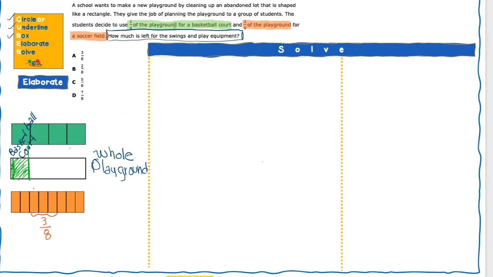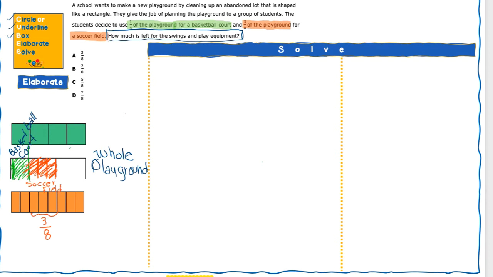Great. So then I'm gonna transfer this section to the playground that I'm drawing. So right here I'm gonna say, okay, this looks like 1/8, kind of. Then this one here looks like 2/8, and this one here looks like 3/8. Can you see that, guys? Great. So then I'm gonna shade in all of those 3/8, and these 3/8 are representing what? Yes, the soccer field.